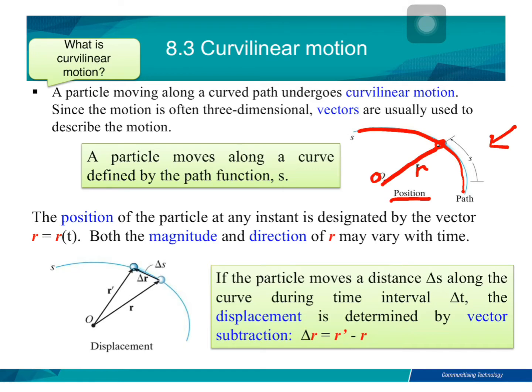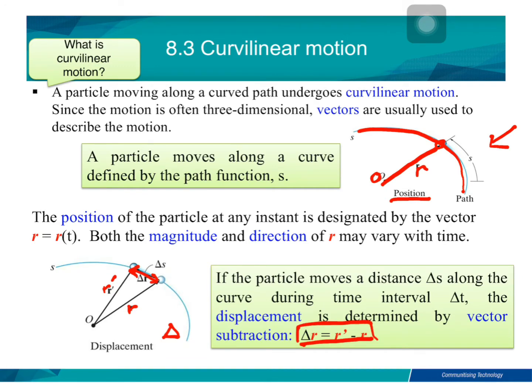Here, if you want to determine the displacement, the displacement symbol is delta. So if you want to get the displacement, this delta r, you need to get the vector r prime, because we already established the r, right? So delta r is equal to r prime minus vector r. Like this.